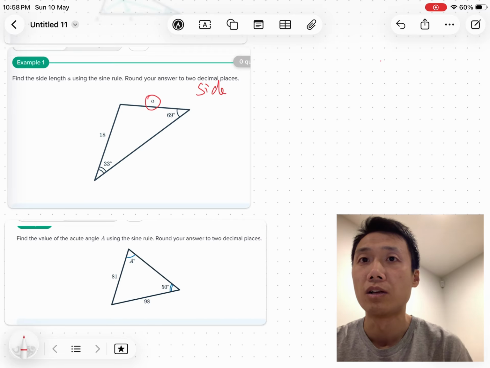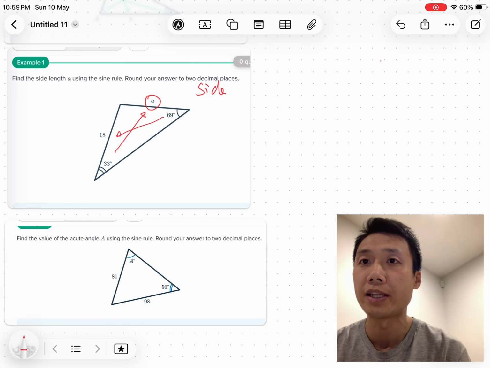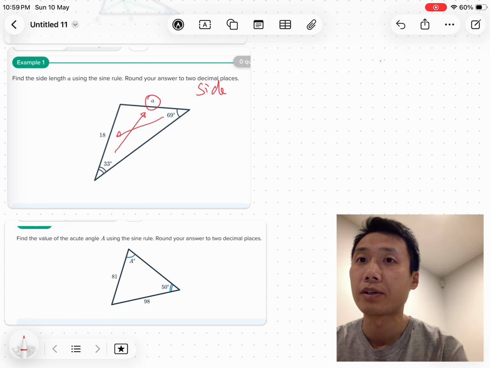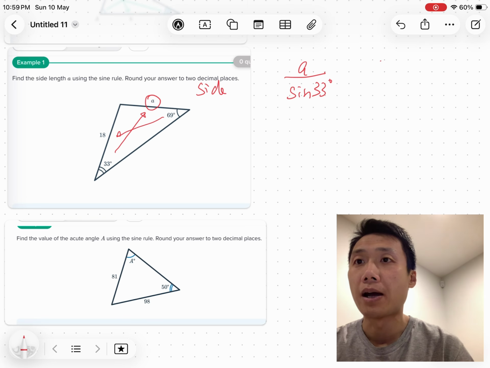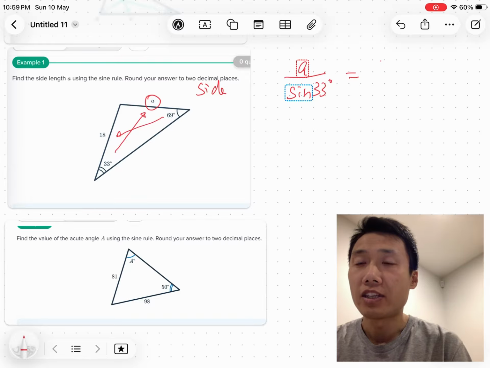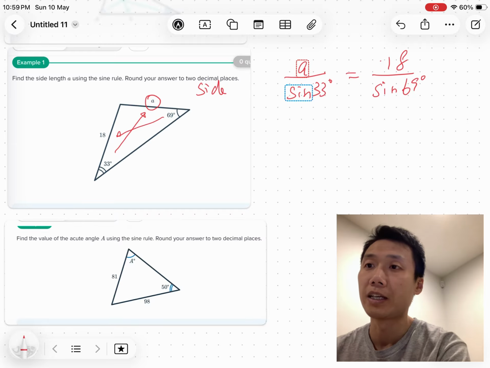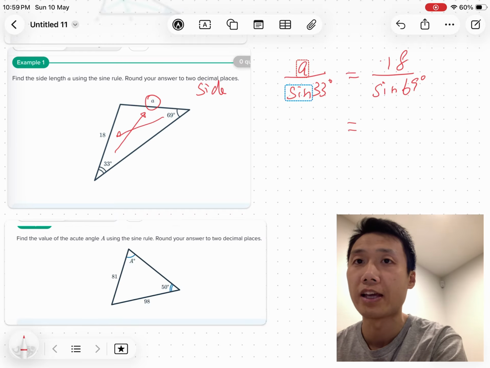So in example 1, we are going to find the side. You see that we have a corresponding to 33 degrees and 18 corresponding to 69. So we can apply the sine rule: a divided by sine 33, the opposite angle, equals 18, another side, over sine 69 degrees. So we set up the equation, the relation using sine rules, and we want to find a.